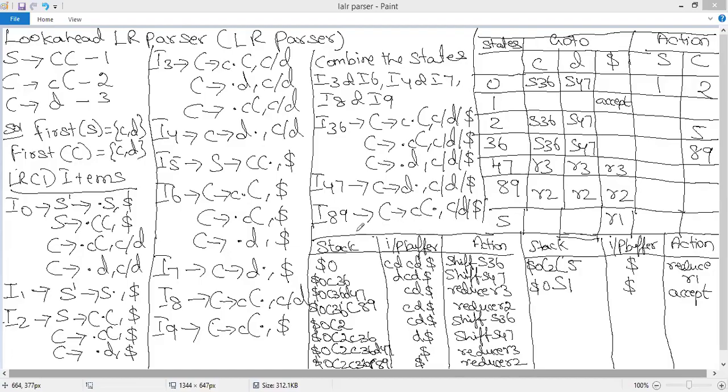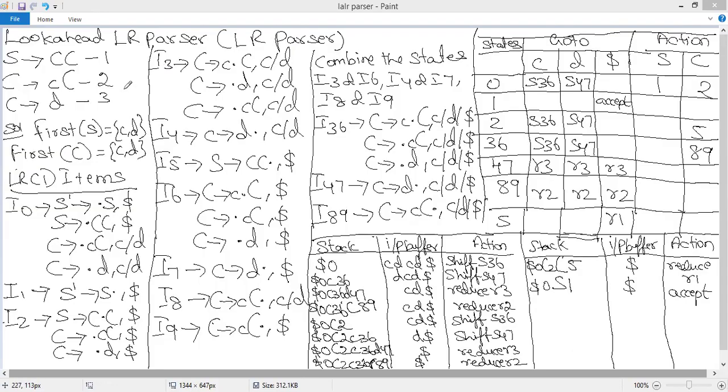Welcome back, friends. In this lecture, we are going to discuss the look-ahead LR parser. We are going to take the same production rules that we used for SLR and CLR. So the LALR parser is the combination of the SLR parser and the CLR parser.